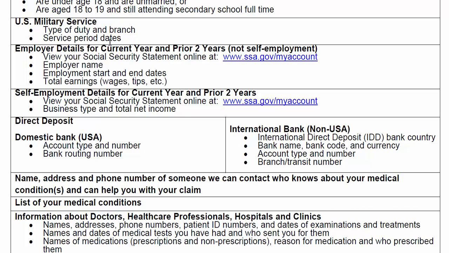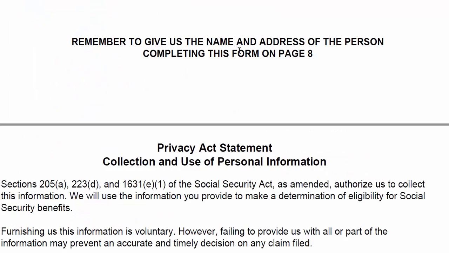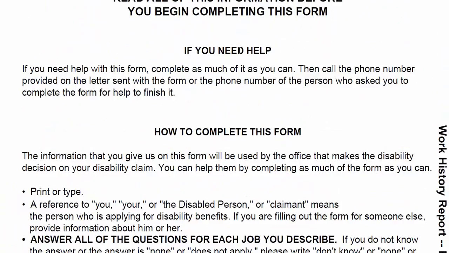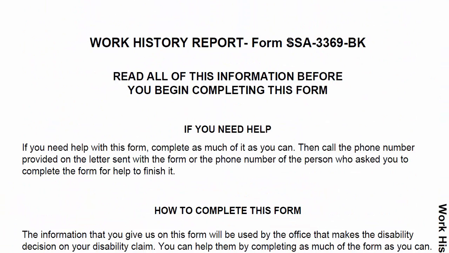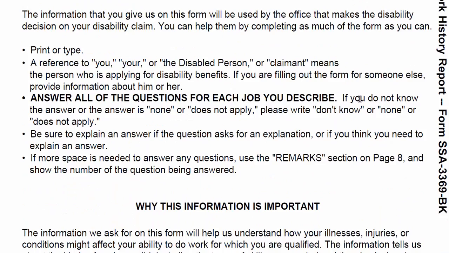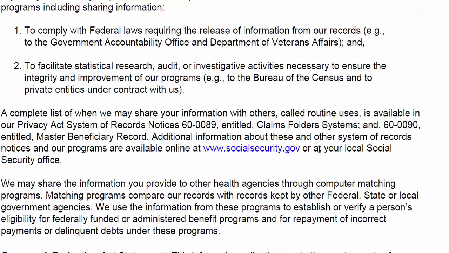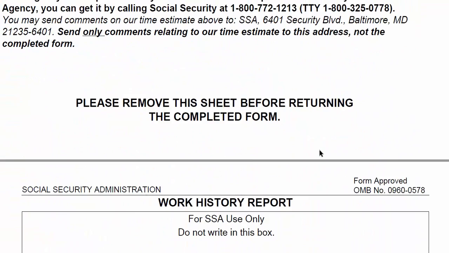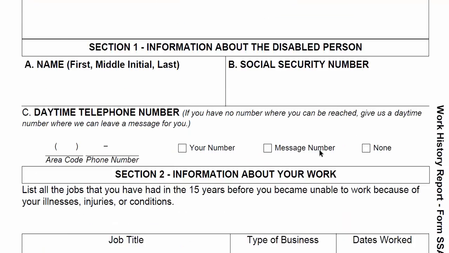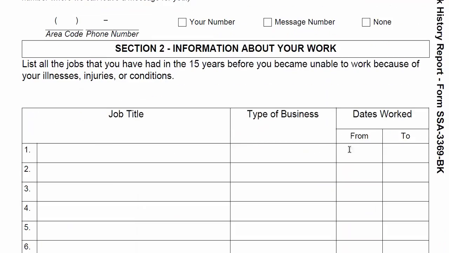So an example is, after you submit your initial application, a few weeks later you're likely going to get a form, this form right here, SSA 3369, and it basically asks you the same questions, which is part of the process with Social Security. You're going to get asked the same questions over and over again. So just make sure that you fill it out.